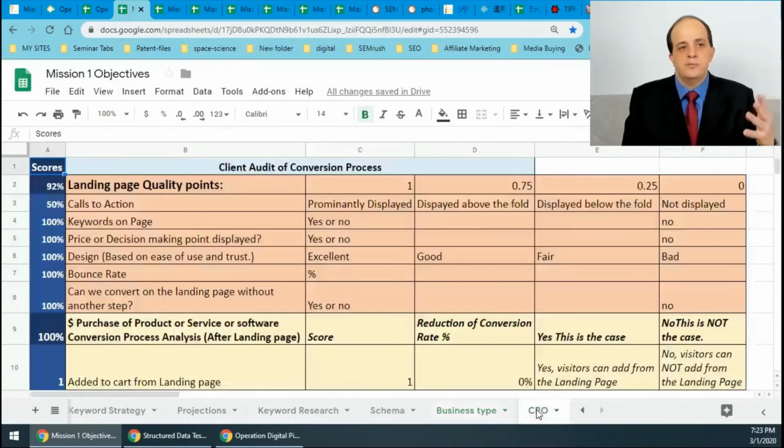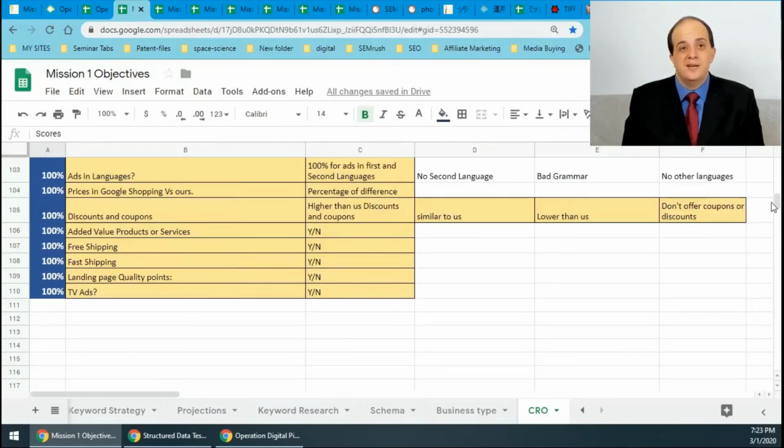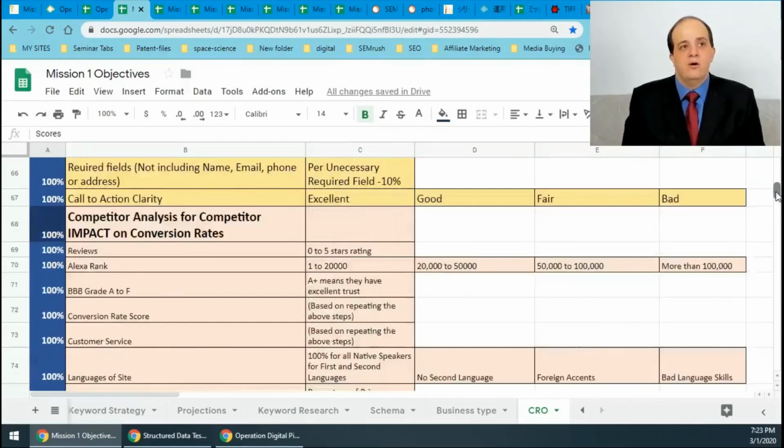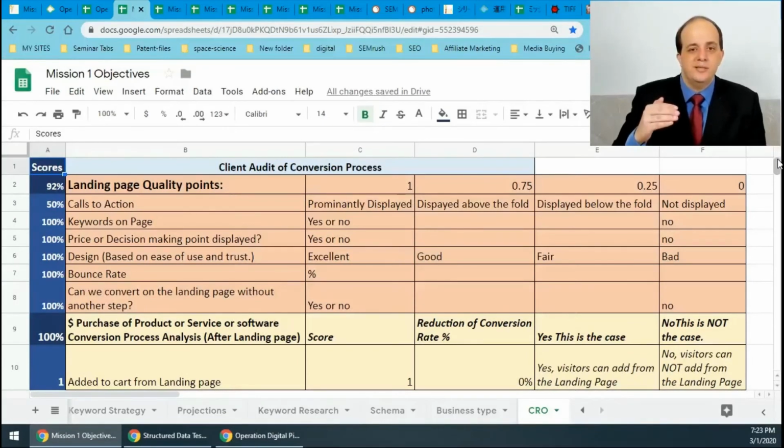And then finally, we talk about conversion rate optimization. This particular CRO checklist is so long, it goes down to 110 separate questions, not just for your company, but for competitors and all kinds of stuff. All of this revolves around increasing the number of people that buy from you after they visit your website and your company. And that's what the whole course talks about.